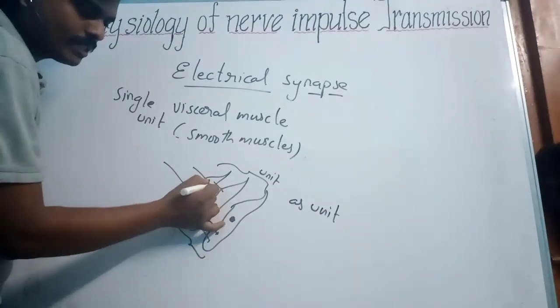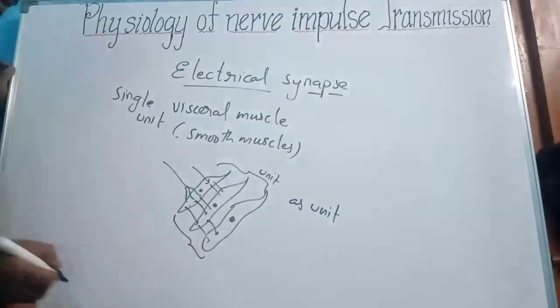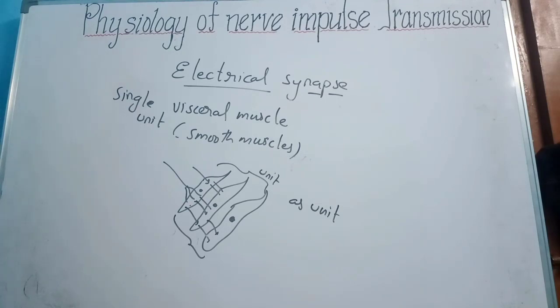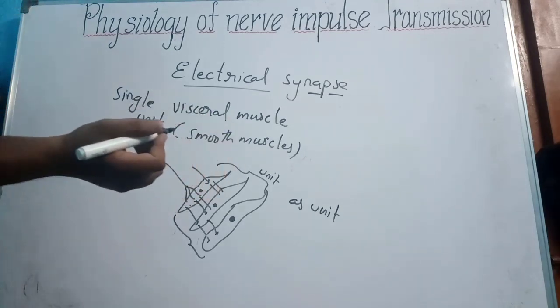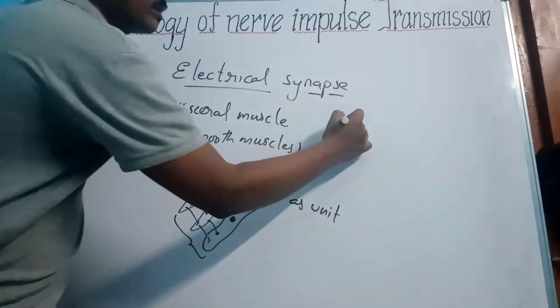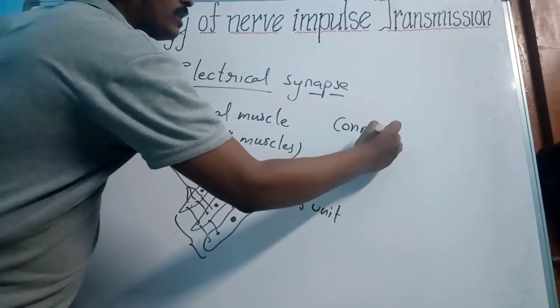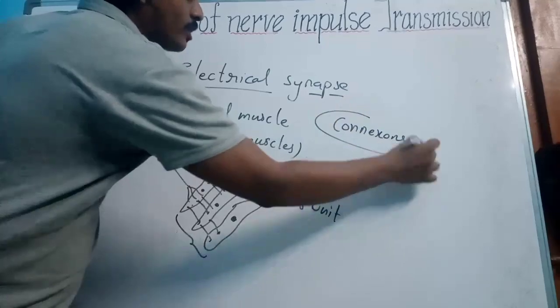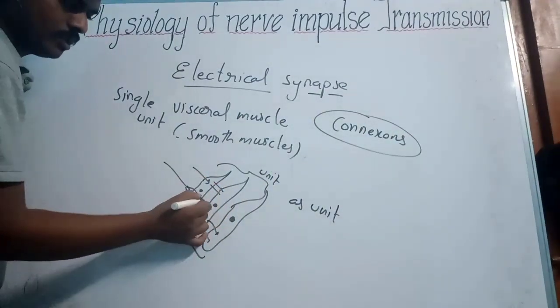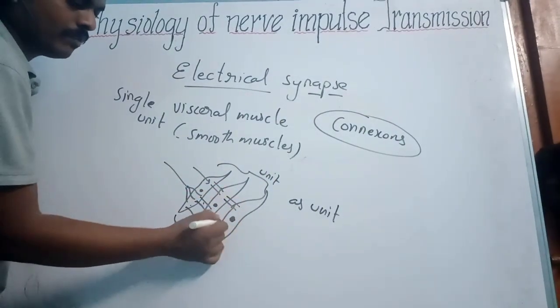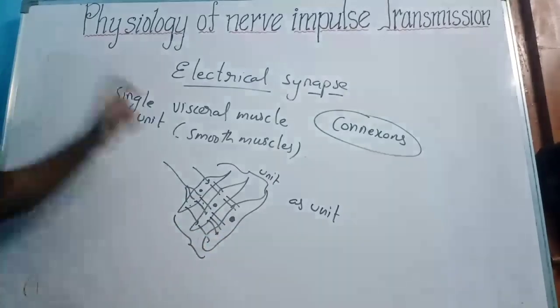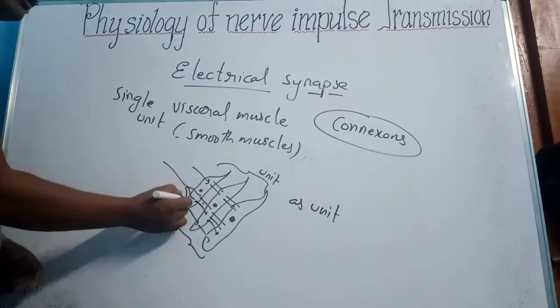Because they are having gap junctions here. You remember the tunnel proteins or the channel proteins. What do you call the tunnel proteins? They are called connexons. So these are connexons here. So connexons will give the free movement of the ions, and all the muscles are activated as such from this neuron.